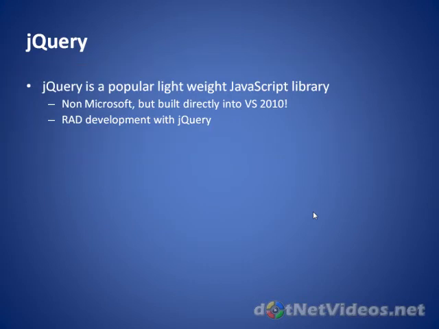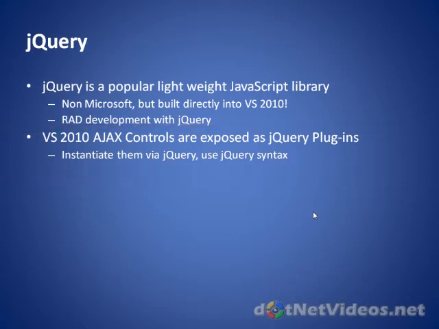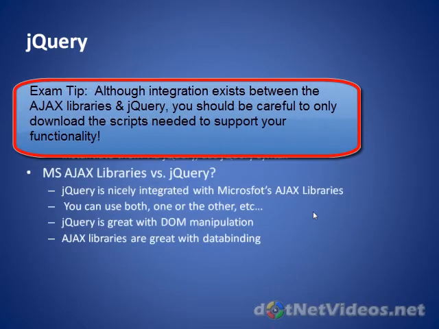So jQuery provides a lot of rich benefits. Ajax controls are exposed as jQuery plugins now. This means you can create the Ajax controls or instantiate them with jQuery syntax, use the chaining and the other various advantages of using jQuery with your Ajax controls. There is a little bit of gray area on when to use the libraries, when to use jQuery, when to use both. Although there's integration between both, there's certainly some functionality overlap.